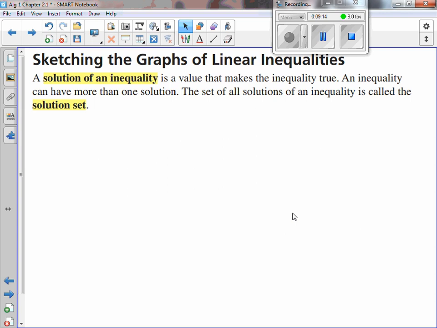The solution of an inequality is a value that makes the inequality true. An inequality can have more than one solution because we're talking all the values greater than a certain number or a certain value that will work. The set of all solutions of an inequality is called the solution set because there's going to be more than one value. When we talk about equations, there is normally a value. Absolute values had 2. They're a little special. But an equation normally has one value, while an inequality has multiple. We have a range.